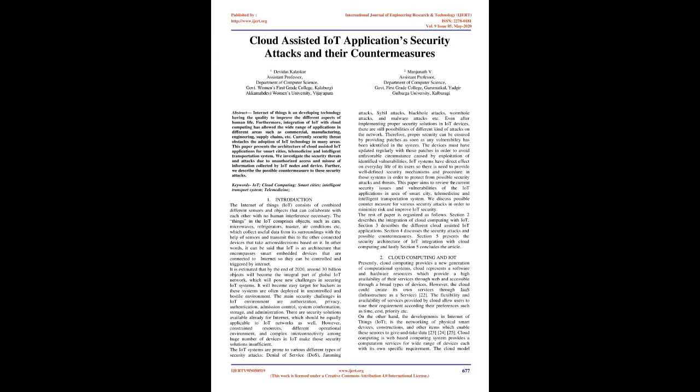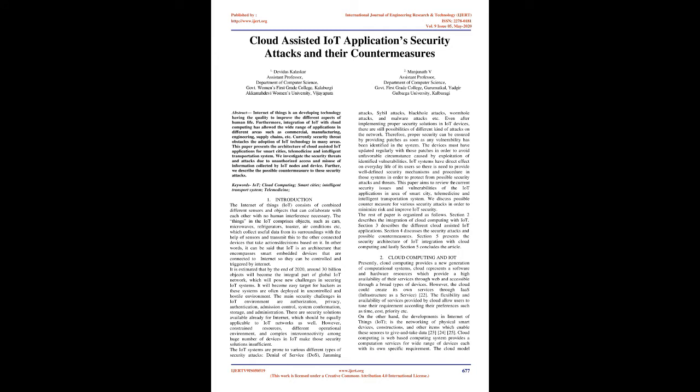The devices must be updated regularly with those patches in order to avoid unfavorable circumstances caused by exploitation of identified vulnerabilities. IoT systems have a direct effect on the everyday life of their users, so there is a need to provide well-defined security mechanisms and procedures in those systems in order to protect from possible security attacks and threats. This paper aims to review the current security issues and vulnerabilities of IoT applications in the areas of smart city, telemedicine, and intelligent transportation system. We discuss possible countermeasures for various security attacks in order to minimize risk and improve IoT security.